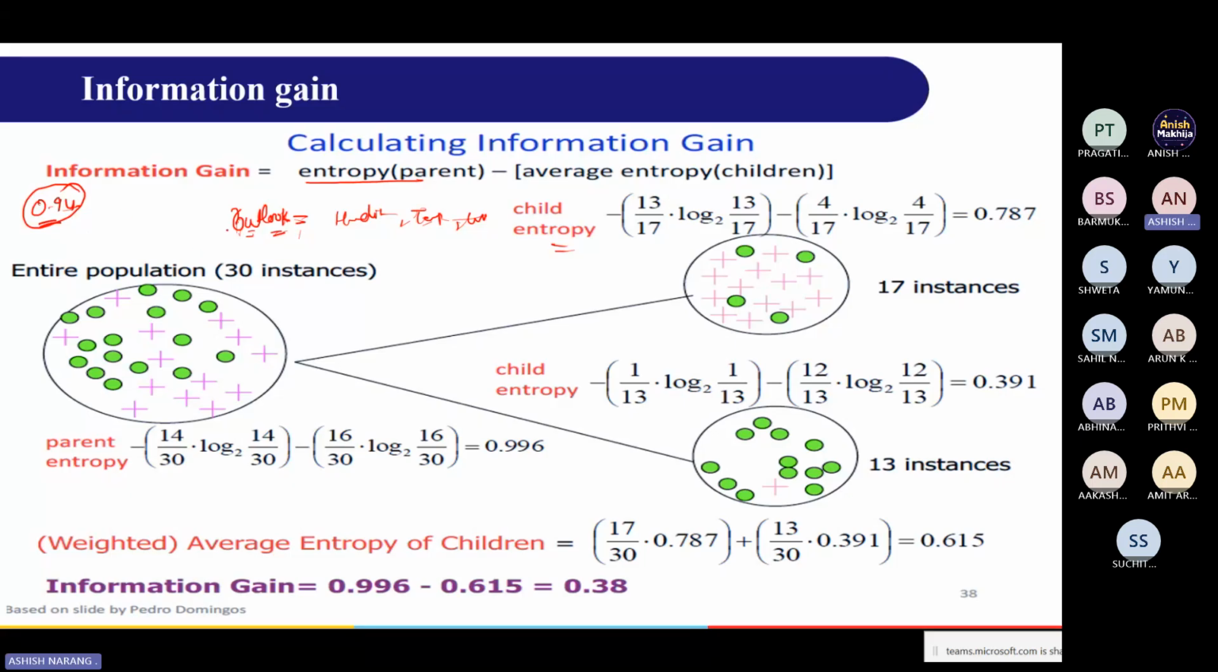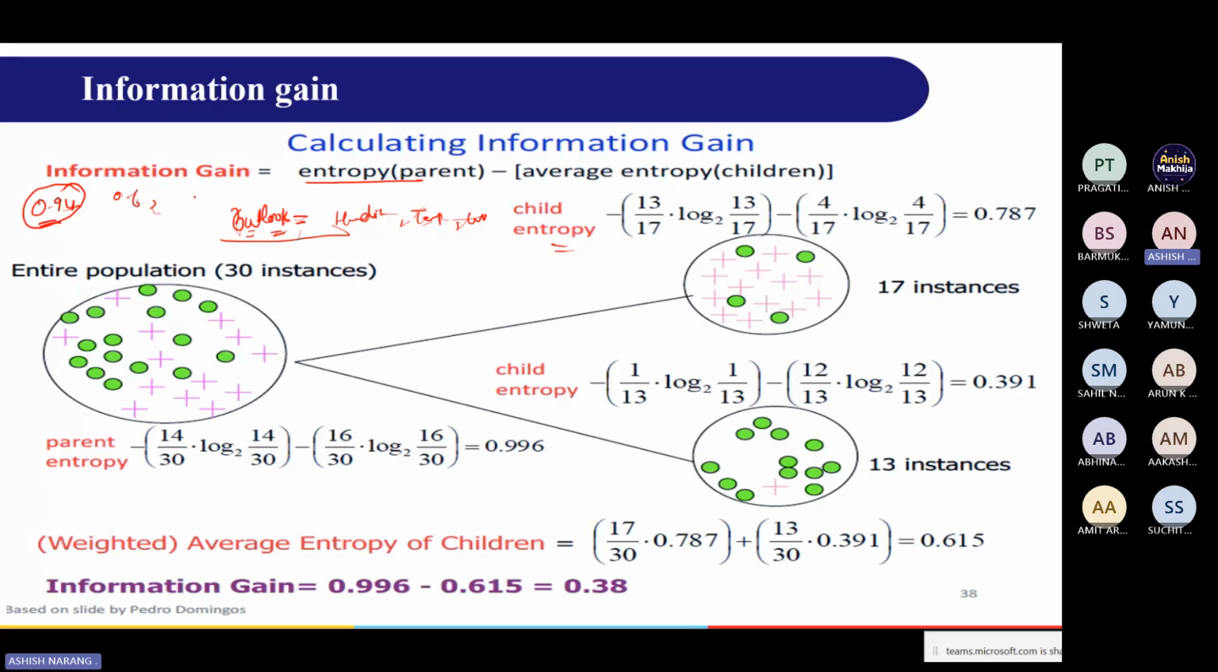So I might have, let's say, with Outlook 0.6. I'm just taking some hypothetical values. With humidity, let's say it is 0.7, with temperature, let's say, 0.75, and with wind, it is 0.8. What I'll do is a subtraction. 0.94 minus 0.6 is 0.34, right? 0.94 minus 0.7 is 0.24. 0.94 minus 0.75 is 0.19. 0.94 minus 0.8 is 0.14.